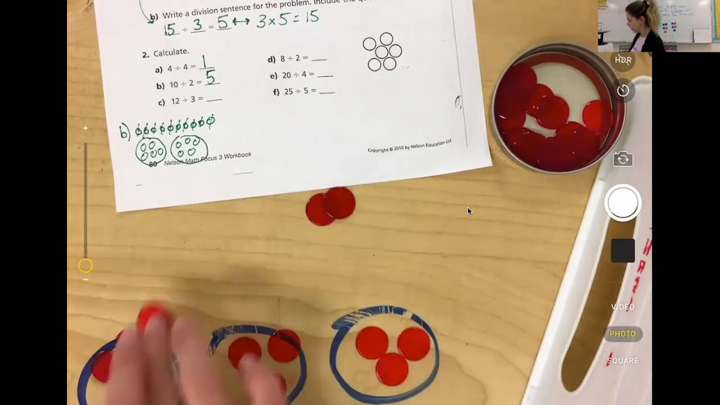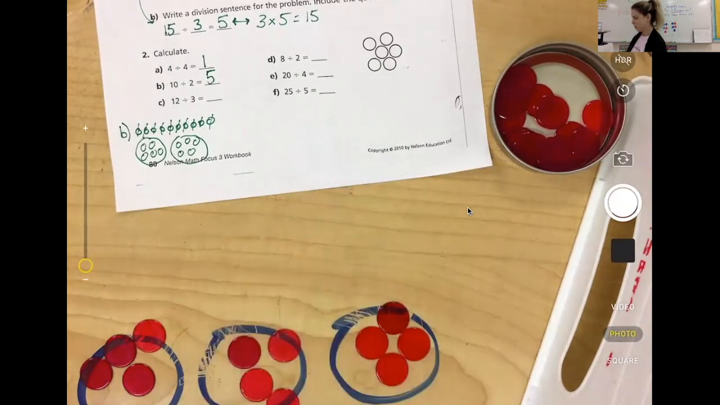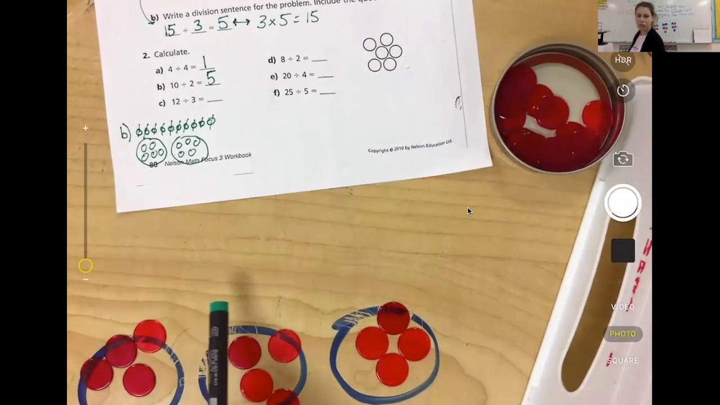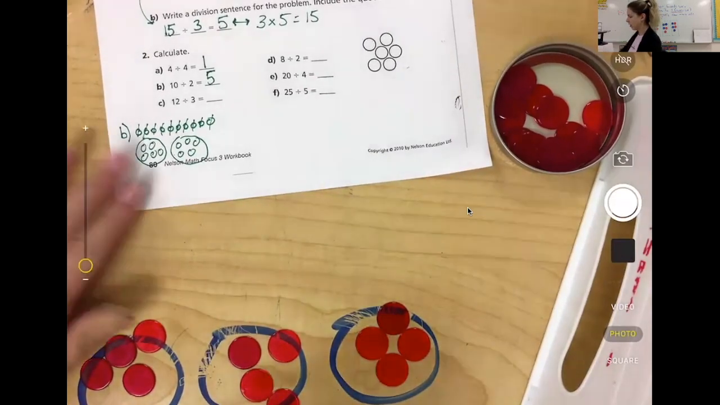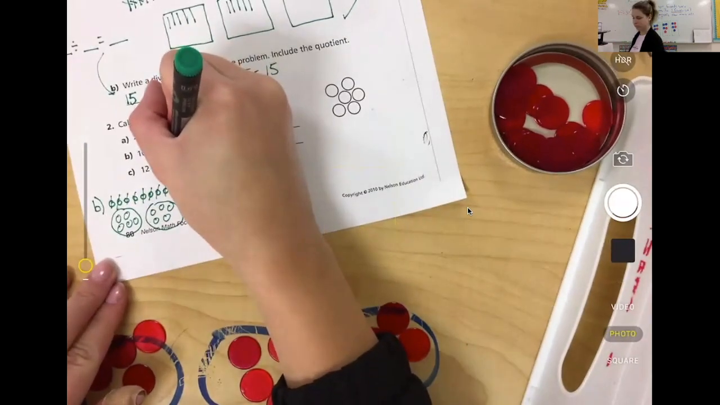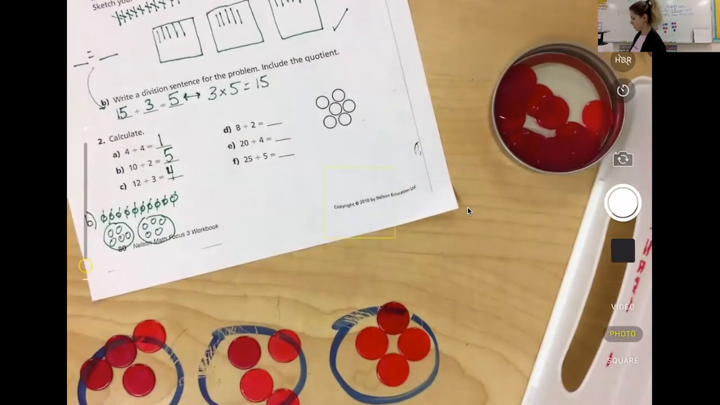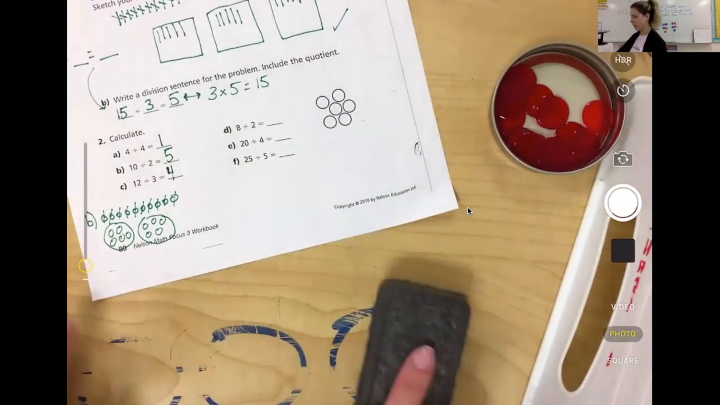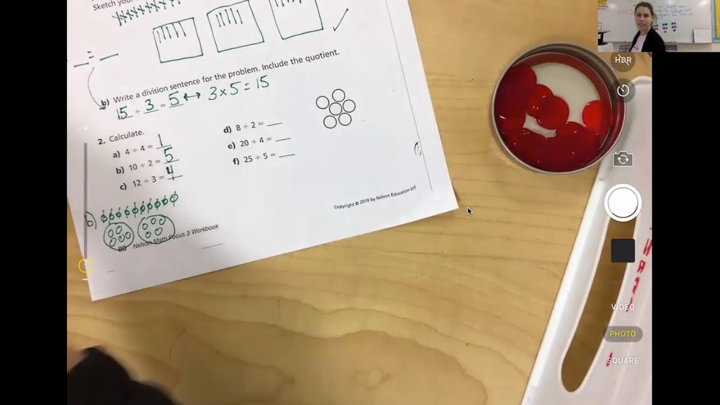3, 3, 3, 4, 4, 4. So I had 12 counters. I divided them into 3 groups, and I had 4 in each group. So 12 divided into 3 groups is 4. Awesome, everyone. I hope you're understanding this.